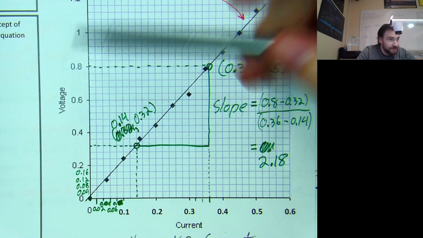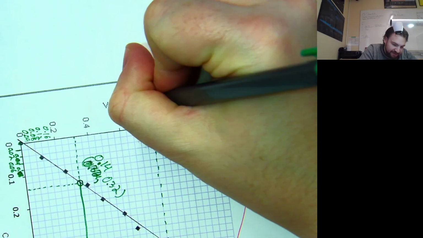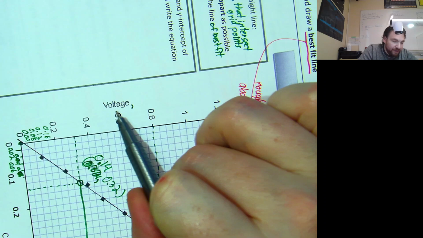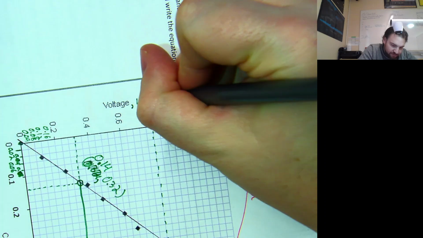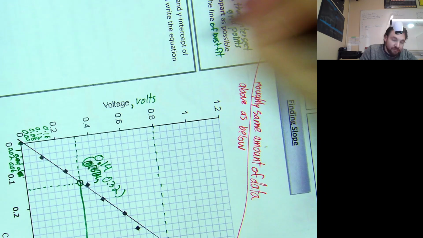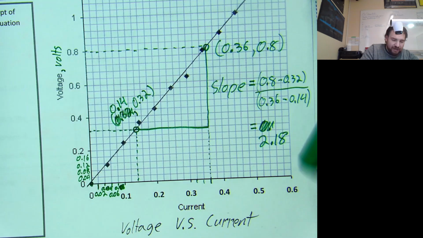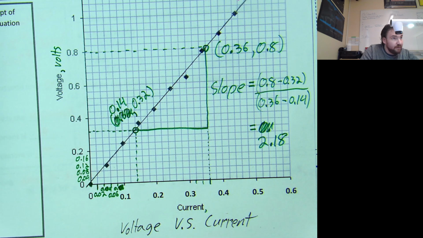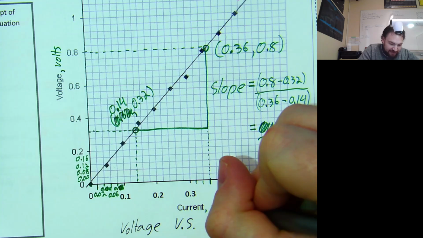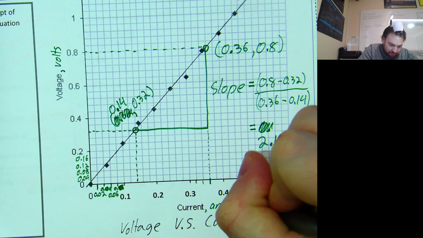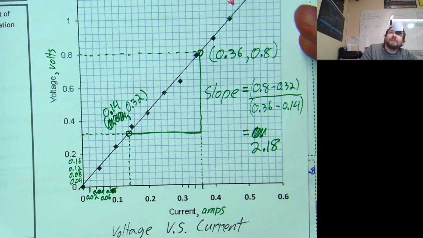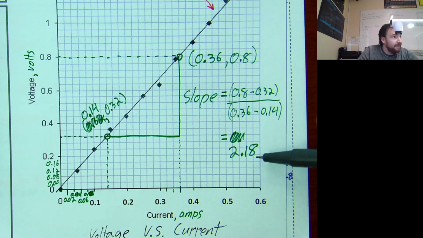Cool. So how we write that is, we'd say voltage, and then our units. It's not included here, so we're going to add it. And current is measured in amperes, or we can just say amps. So then my slope is 2.18 what?